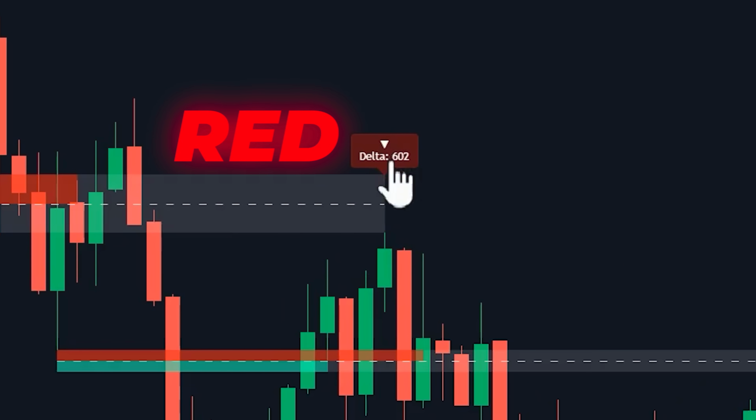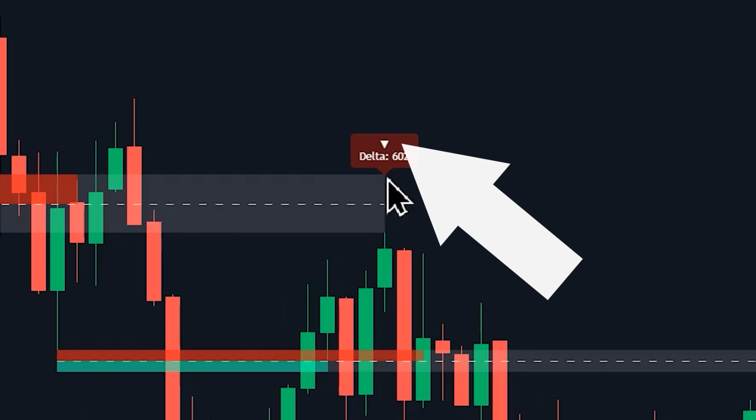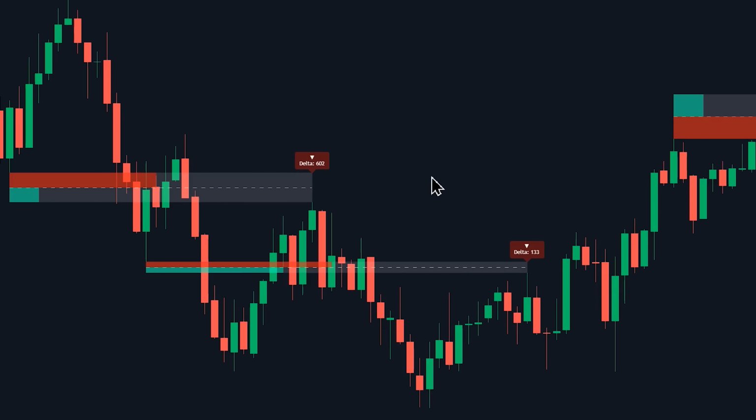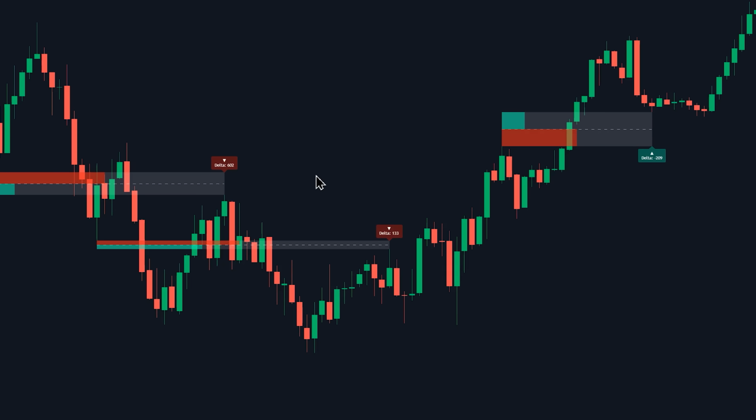Now, for bearish retests that happen on support areas, the delta value is going to be represented in a red label like this one. And it's basically the same concept. If the selling volume exceeds the buying volume, the delta value is going to be positive. Conversely, if the buy volume exceeds the sell volume, the delta value is going to be negative. This means that while using this indicator to trade, you always want to make sure that the delta volume is positive to indicate that there are more sellers than buyers during the retest of a support level.